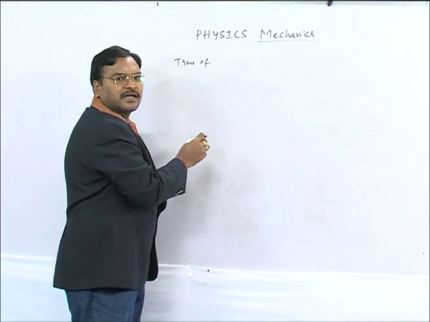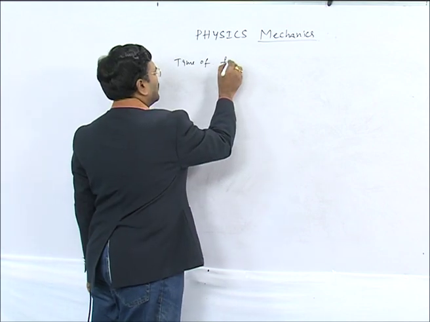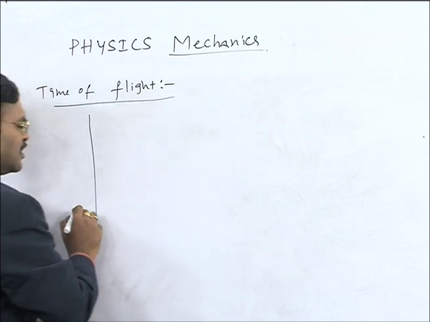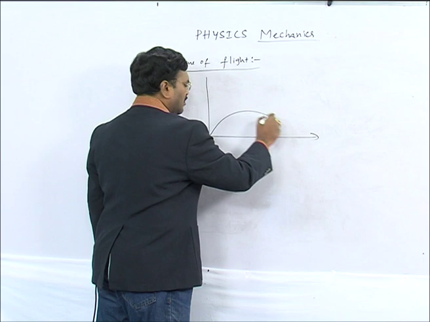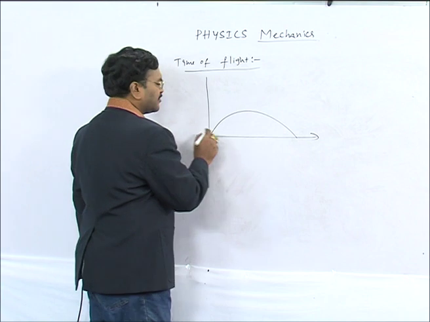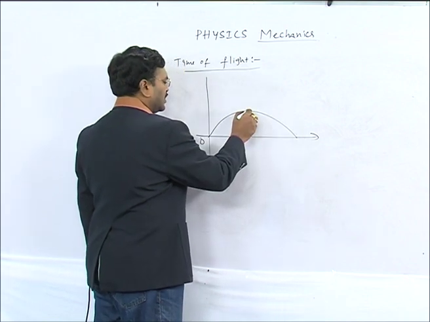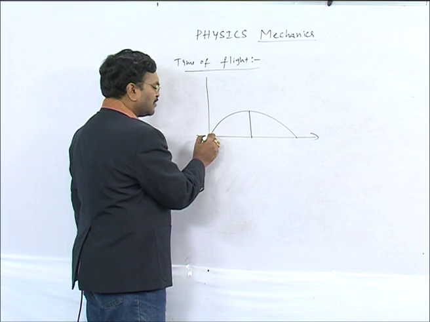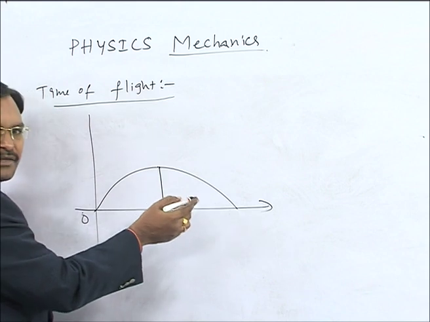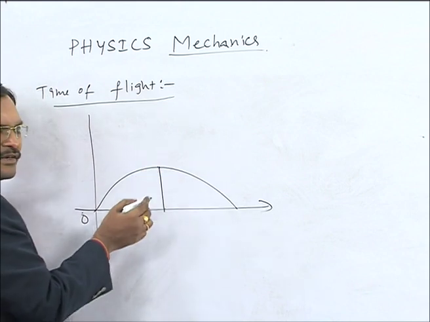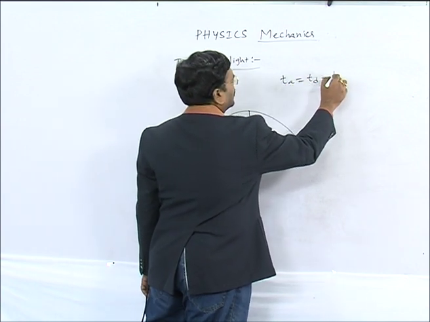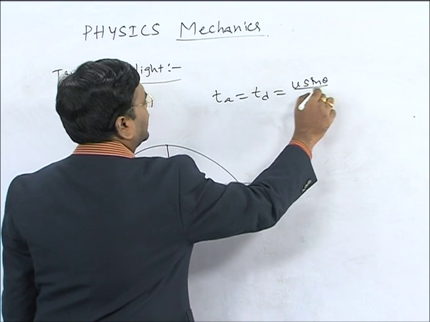Now, we discuss time of flight. Here time of flight means the total time taken by a projectile to travel along its trajectory. Time taken by a projectile from the point of projection to maximum height is called time of ascent. Time taken by a projectile to reach the ground from maximum height is called time of descent. Now, time of ascent is equal to time of descent, which is U sin theta by g.